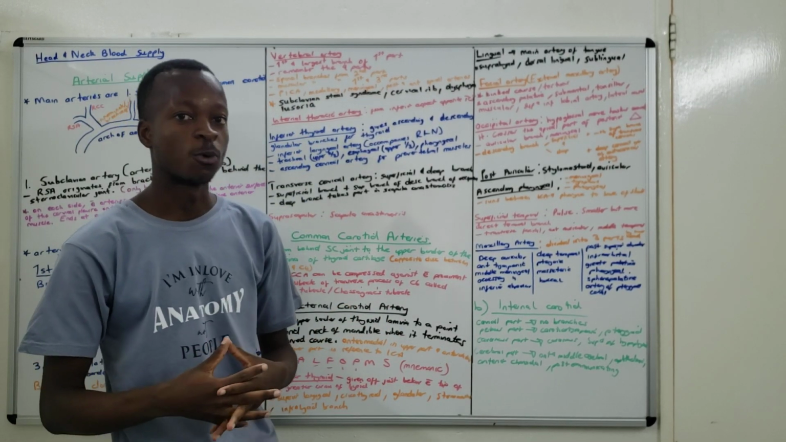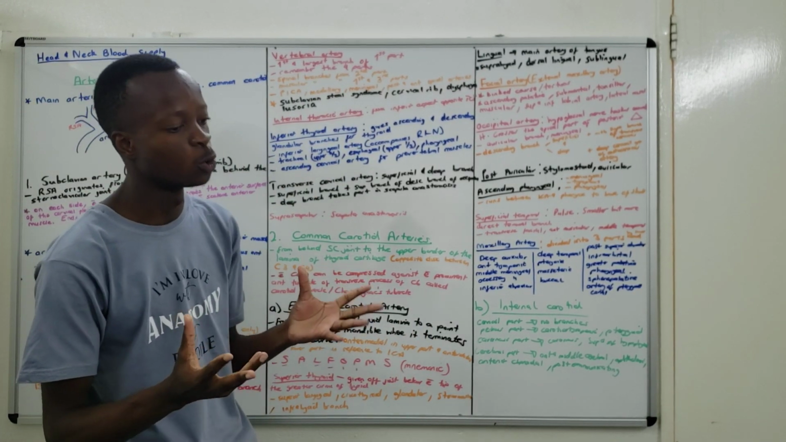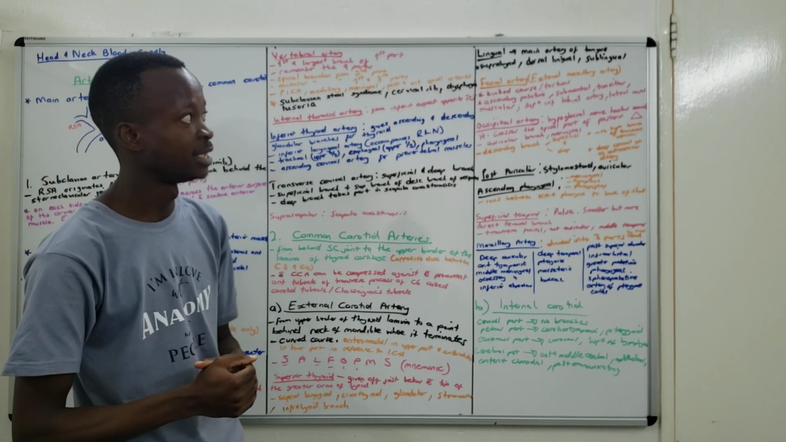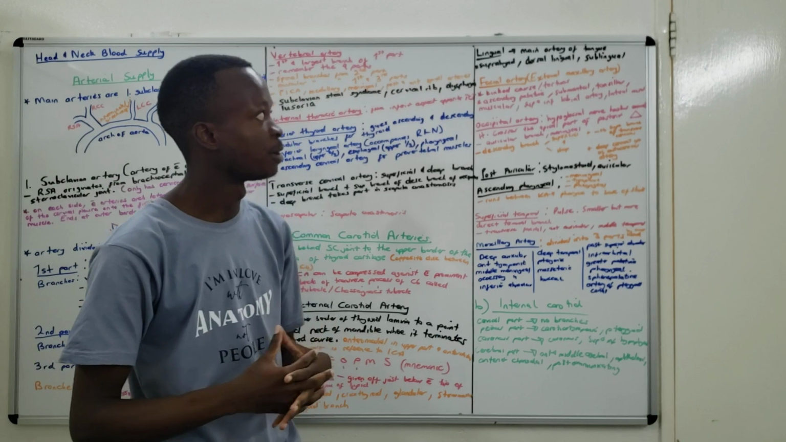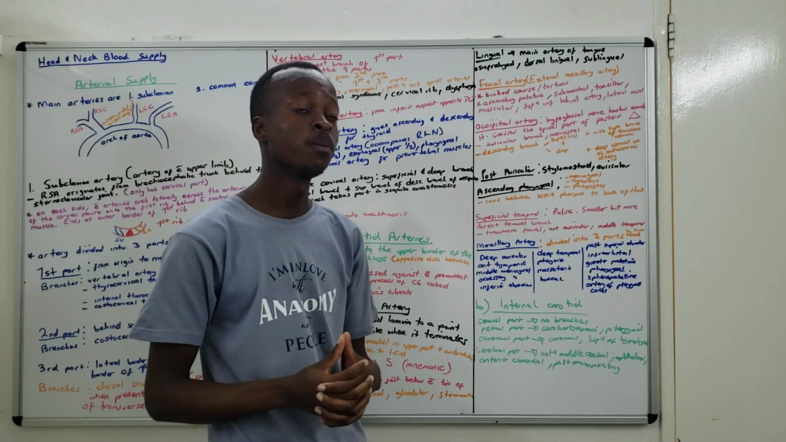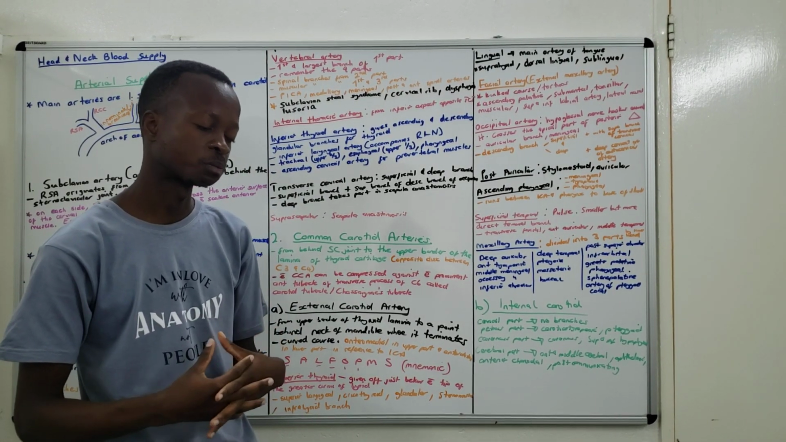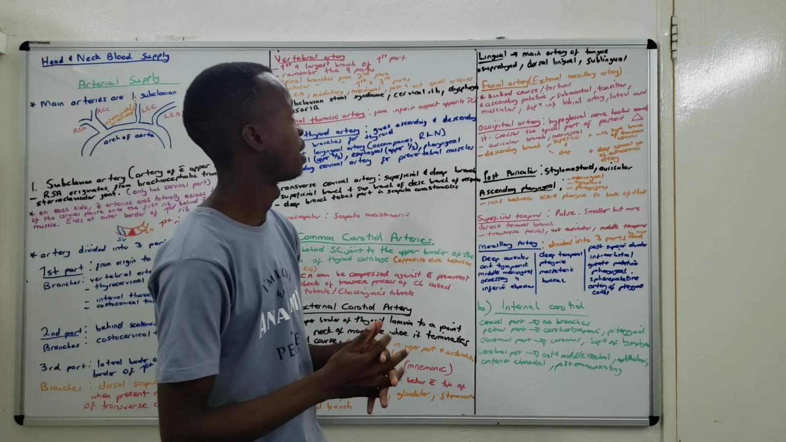Then the second part is the vertebral part, which lies in your foramen transversarium from C6 all the way to C1. And the third part is the suboccipital part, which lies within your suboccipital triangle. Then the fourth part is the one that lies within the cranium. That's going to be the cranial part.